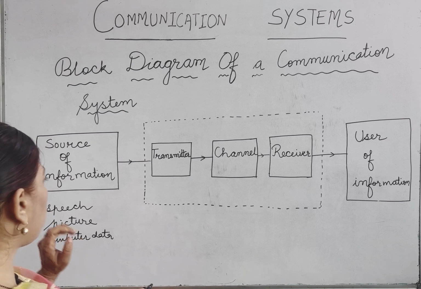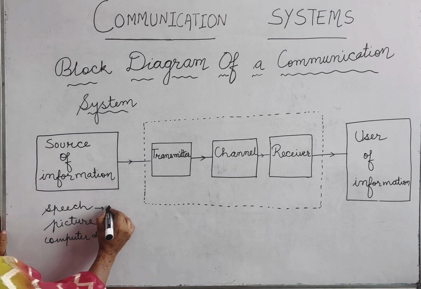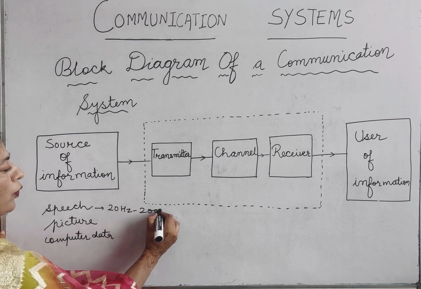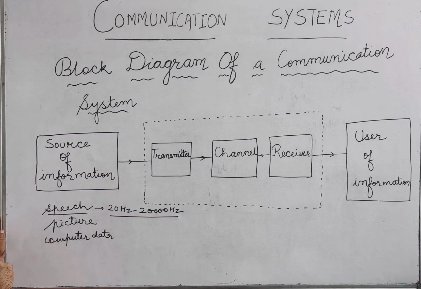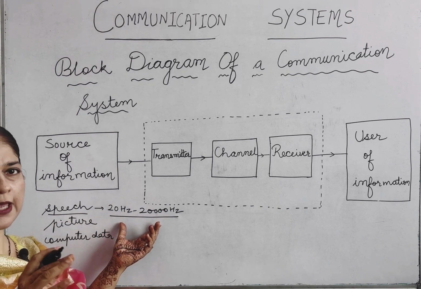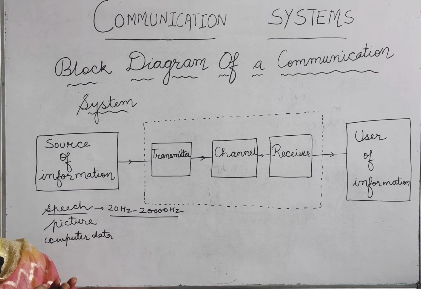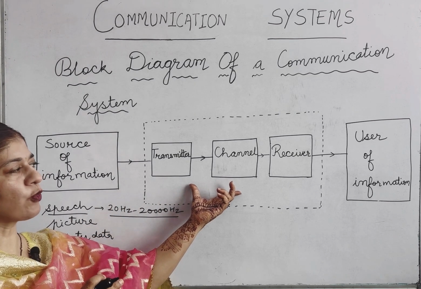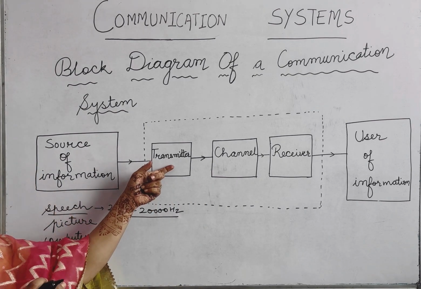Now, if we look at the speech, the voice is having 20 hertz to 20,000 hertz. This is the frequency range for the speech. Now, this frequency is having very low power. We can't send it to the long distances. For that, we need these components. They are the components of communication system. The first one among them is the transmitter.